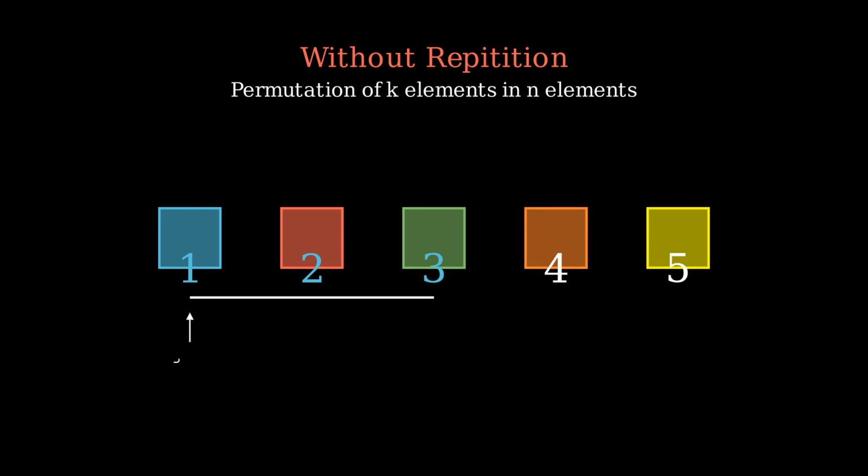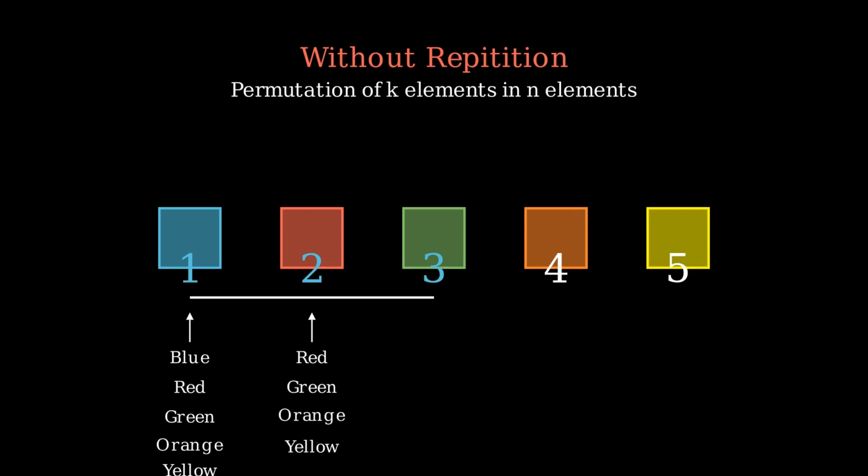Now the first winner could be blue, red, green, orange, or yellow. So 5 possibilities. If we say blue won the first one, the second winner could be red, green, orange, or yellow, since blue is taken. If the second winner is red, the third winner can only be either green, orange, or yellow. The 4th and 5th don't matter for us. This fits the definition since we are only taking a few of the elements. That means that the number of possibilities of the winners is the multiplication of 5, 4, and 3.